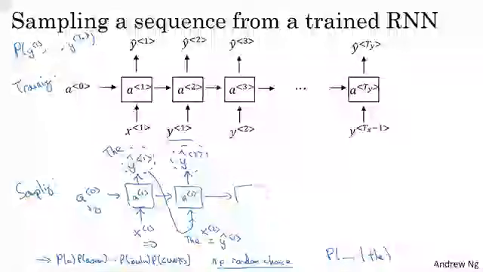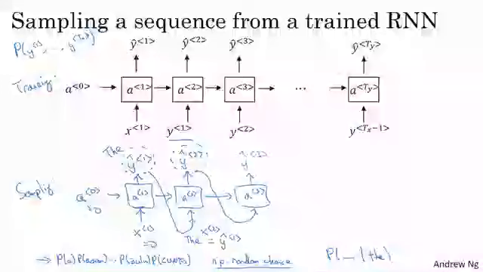Then you again use this type of sampling function to sample y hat 2. And then at the next time step, you take whatever choice you had represented, say as a one-hot encoding, and pass that to the next time step, and then you sample the third word, take that, whatever you chose, and you keep going until you get to the last time step.